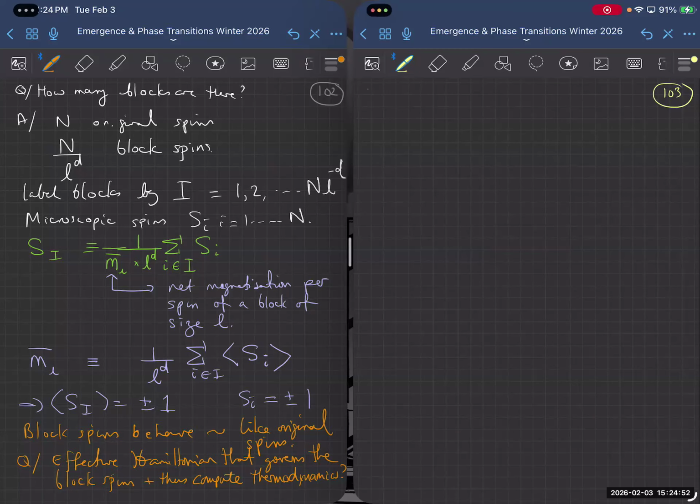Our answer is we don't know how to calculate it, but what we're going to do is make an assumption, which I'll call assumption number 1. Later we will learn how to calculate this, but for now, we're just going to make an assumption. What we're going to assume is that at the microscopic level, we know that the Ising spins interact with their nearest neighbors.